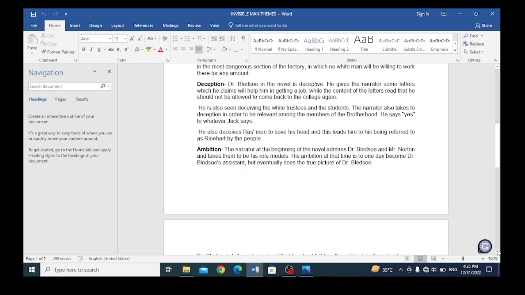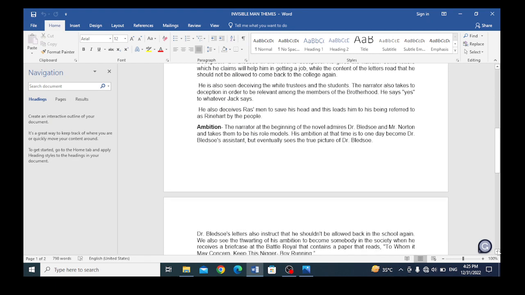The narrator also takes to deception in order to be relevant among the members of the Brotherhood. He says yes, quote unquote, to whatever Jack says. He also deceives Rinehart's men to save his head, and this leads to his being referred to as Rinehart by the people. So it is when the narrator starts deceiving the people. He starts saying yes among the Brotherhood to whatever they say.